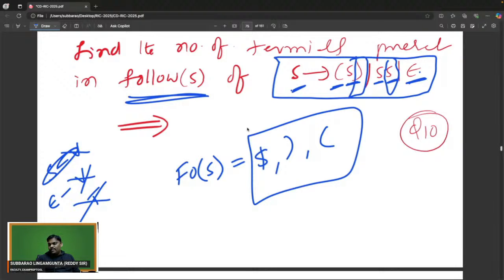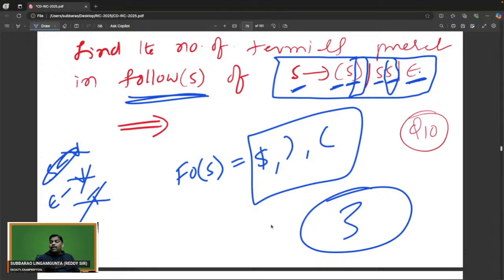Follow of S has dollar because of the start symbol. Right after S, closed bracket is there, so follow of S is first of the right-hand side, closed bracket. Follow of S is first of S. First of S contains open bracket, and epsilon, but because it is a follow, you cannot write epsilon. Going further to the right is not possible, then go to the parent, follow of S. So the answer is dollar, closed bracket, open bracket. Answer is 3. The number of terminals present in follow of S is 3.